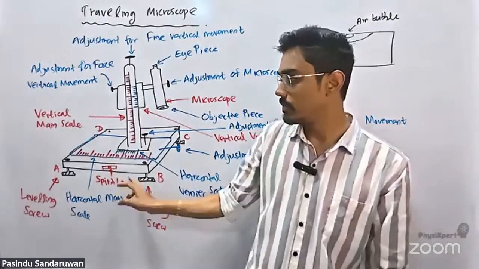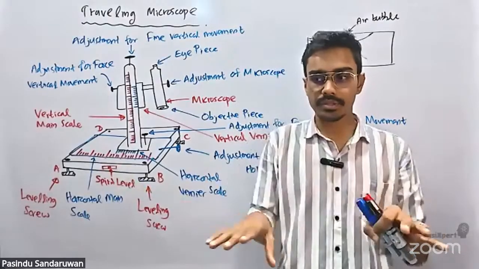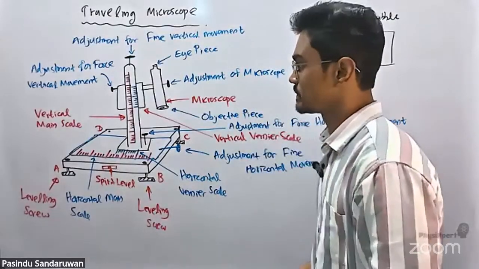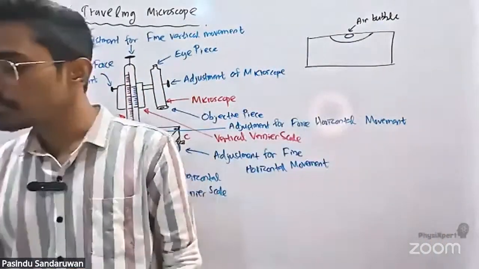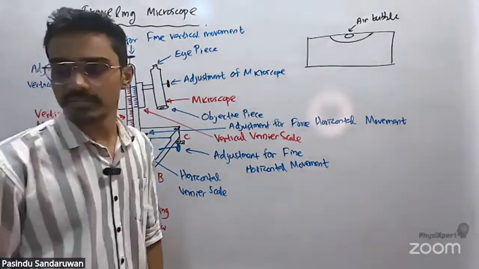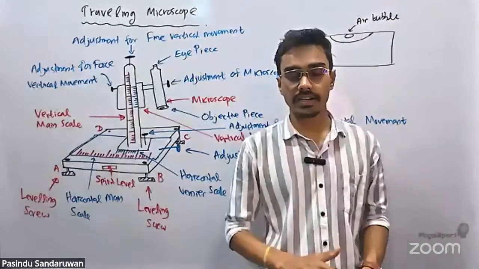And by checking the level, we can adjust these leveling screws and take it to the same horizontal plane. Right? Okay. So these are the parts of a traveling microscope.